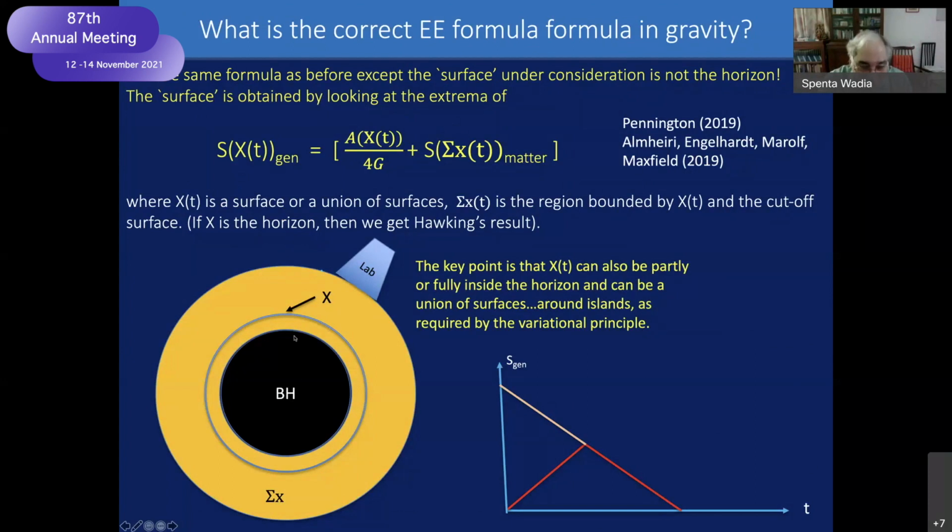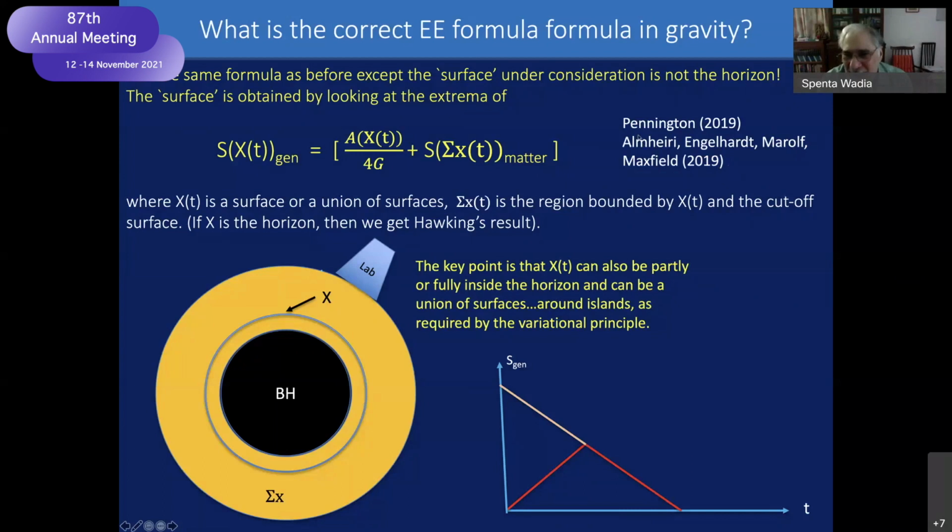Now the surface is not at the horizon, it's outside the horizon. It can go inside, it can even split, and there can be islands inside the black hole which are surrounded by this surface. So very complicated types of things can happen. People have thought deeply about this, and it's something I cannot really explain, except that the surface is now different. It's not the horizon, and it has to be dynamically determined from the same formula. And this was done by Penington, Almheiri, Engelhardt, Marolf, and Maxwell in 2019.